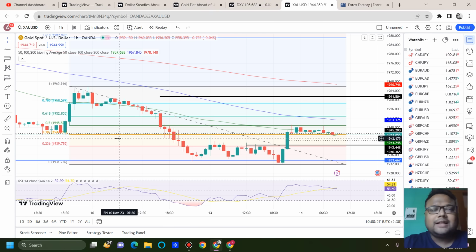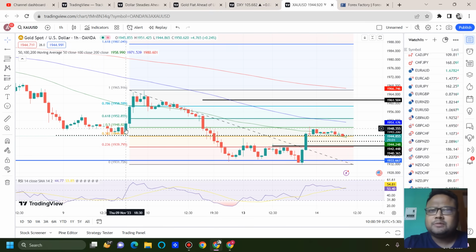Now, let's look at the chart of gold. If you have been trading for the last couple of months and years, then probably you know very well that before a major event, hardly is there any opportunity in the market before news. So today also we can see the same thing here.